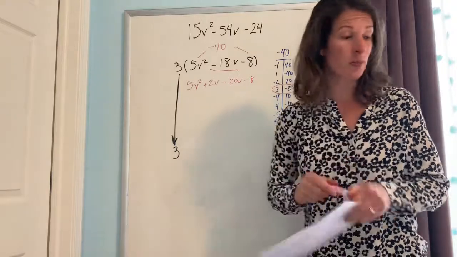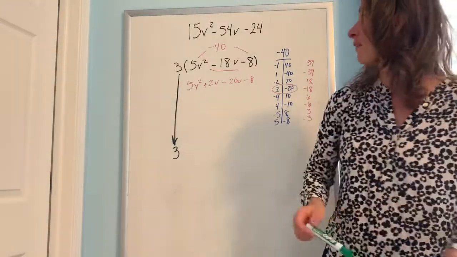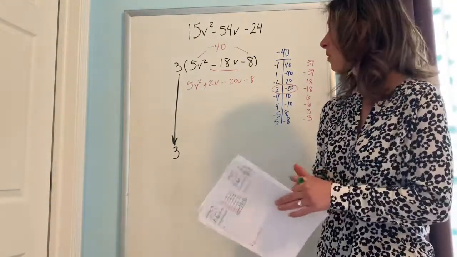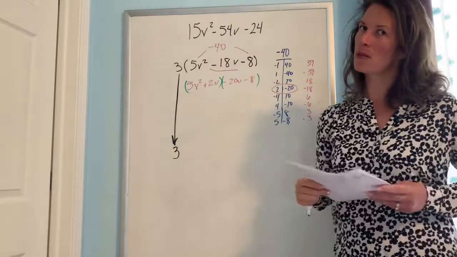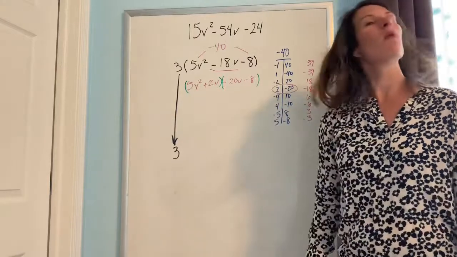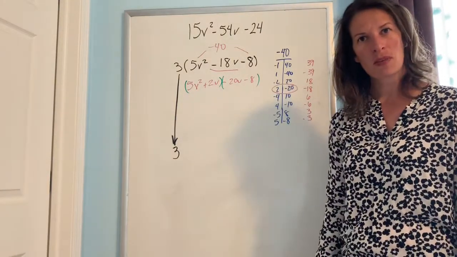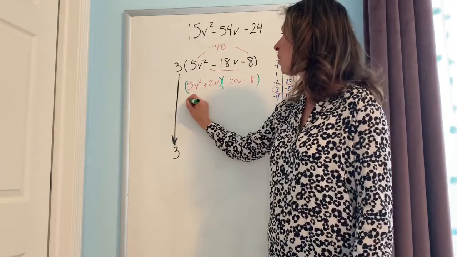Now I have 4 terms. Once I have 4 terms, we can factor by grouping. So we're going to put parentheses around the first 2 terms and around the second 2 terms. What number can go into both 5 and 2? They're both prime numbers, so that's just a 1.